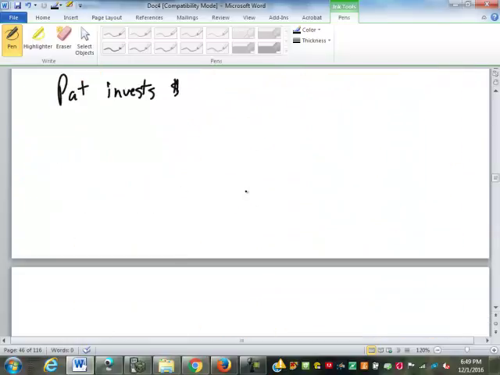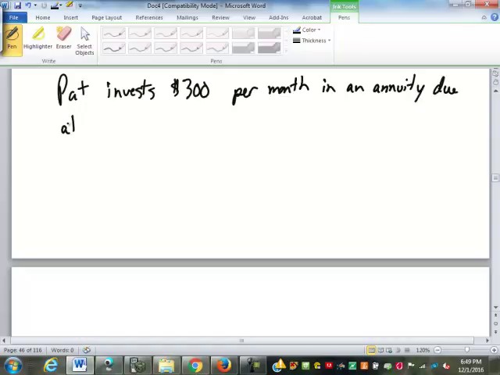Okay, let's take a look here. Let's say Pat invests $300 per month in an annuity due at 12% for 15 years. Find the future value.